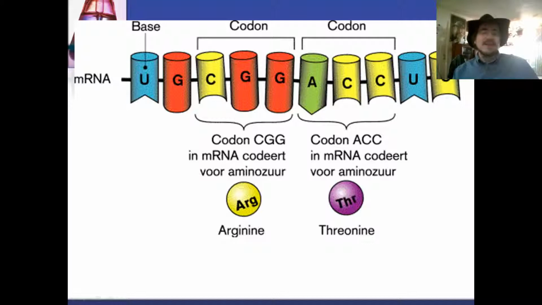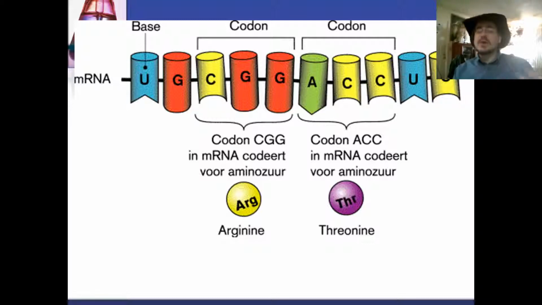Obviously, I could not find a picture in English that was this nice. So here's Dutch, in which the codon CGG in mRNA encodes for the amino acid arginine. And ACC encodes the amino acid threonine, THR. You're not going to need to memorize what codon codes for what amino acid, because there's a lot of codons in here. In fact, let's look at a table of the different possible codons you see. And this isn't even all the codons.